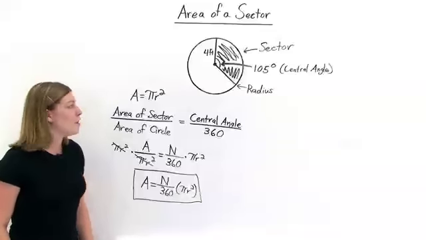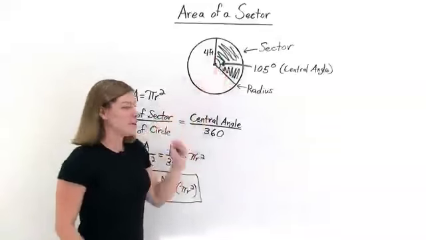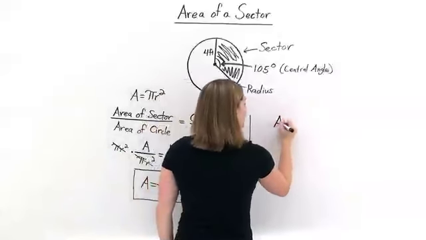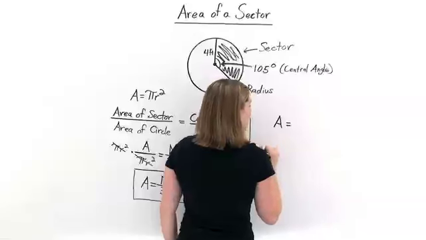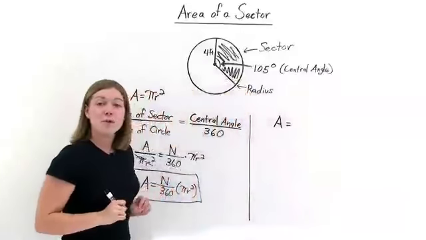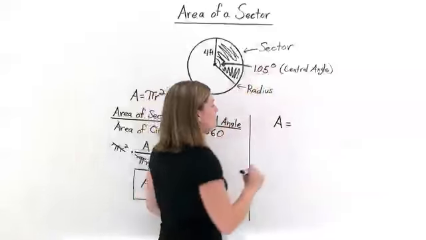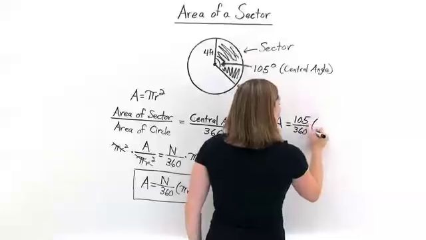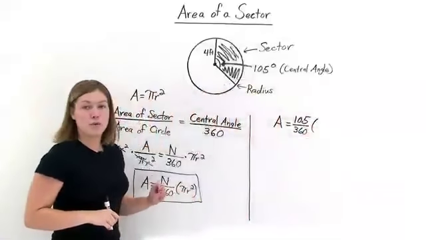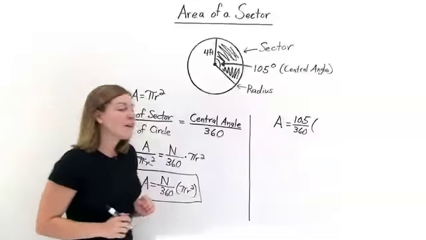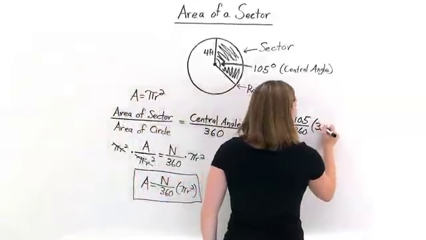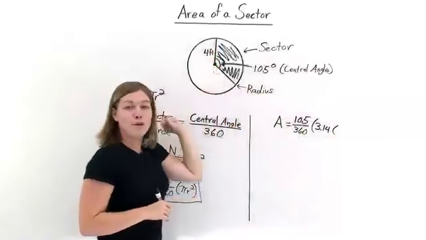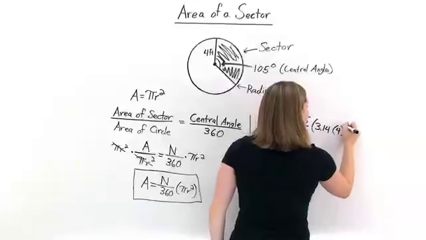Next, let's use this formula and find the area of this sector. So we want to take our formula and plug in what we know. Well, we're trying to find A, the area of the sector. Then we have n, which is the measurement of the central angle. In our problem, it's 105. We put that over 360. Then we multiply that by pi r squared. For this problem, we can approximate pi to be the decimal 3.14. And the radius is the length of this line, 4 feet. So we have 4 squared.